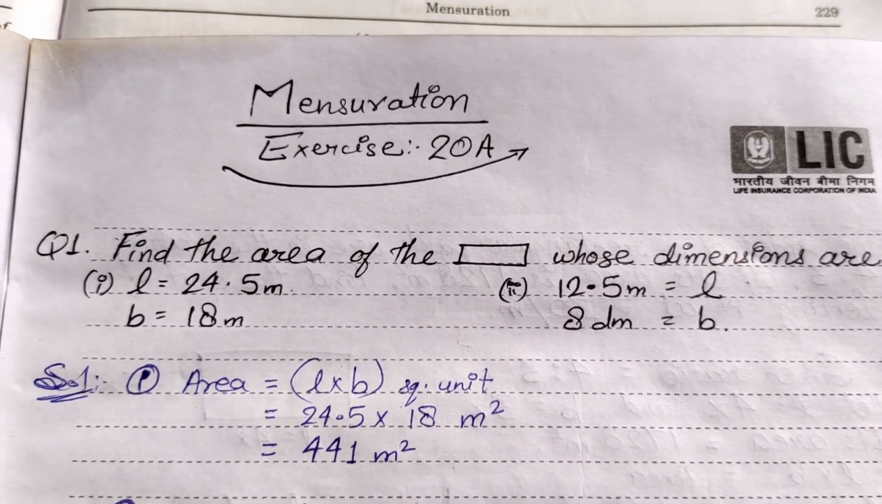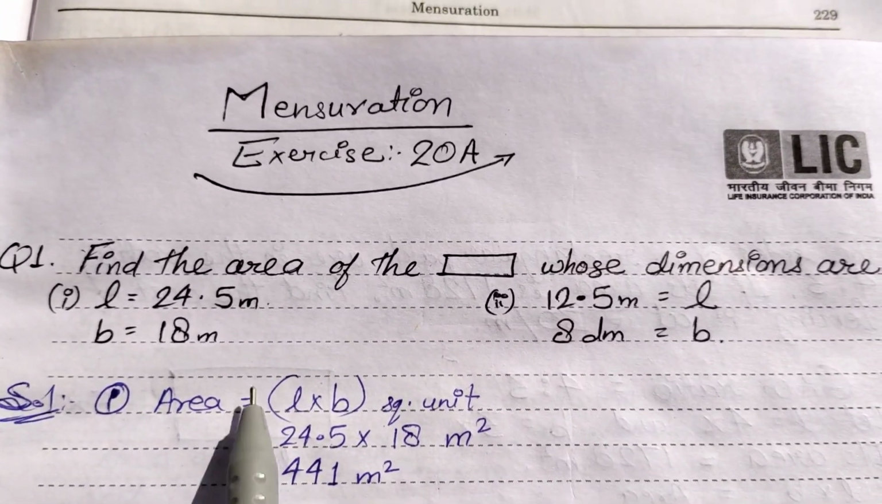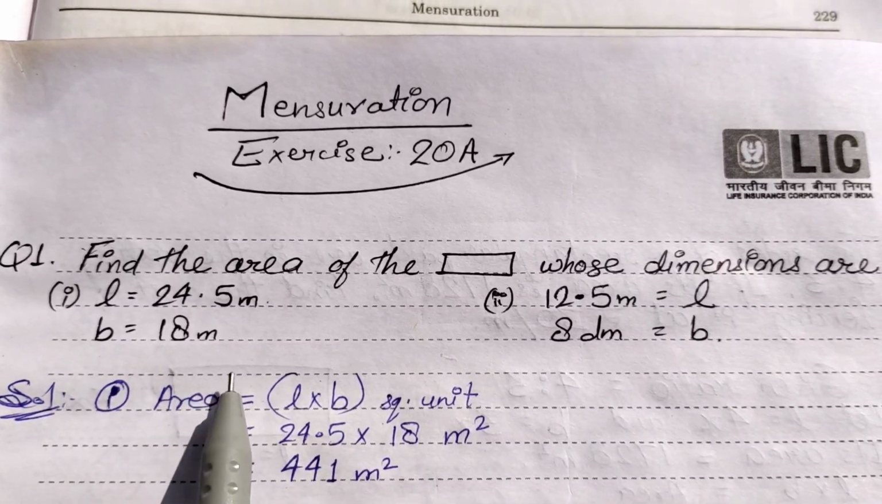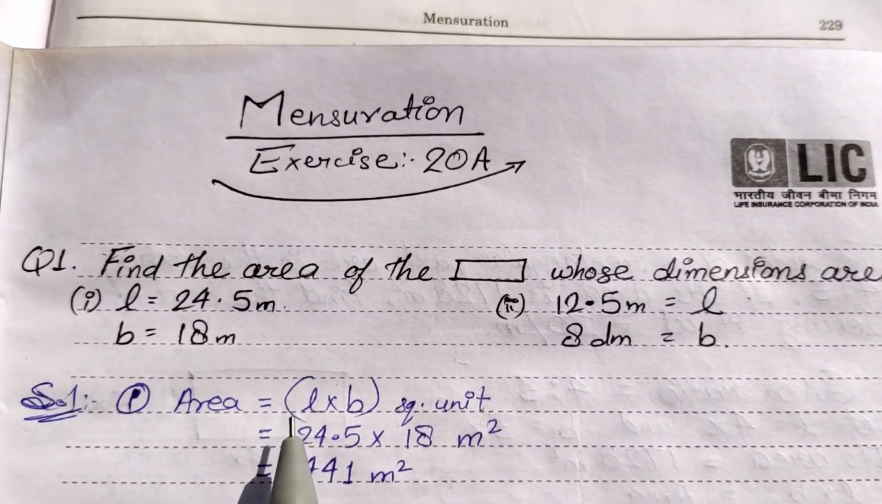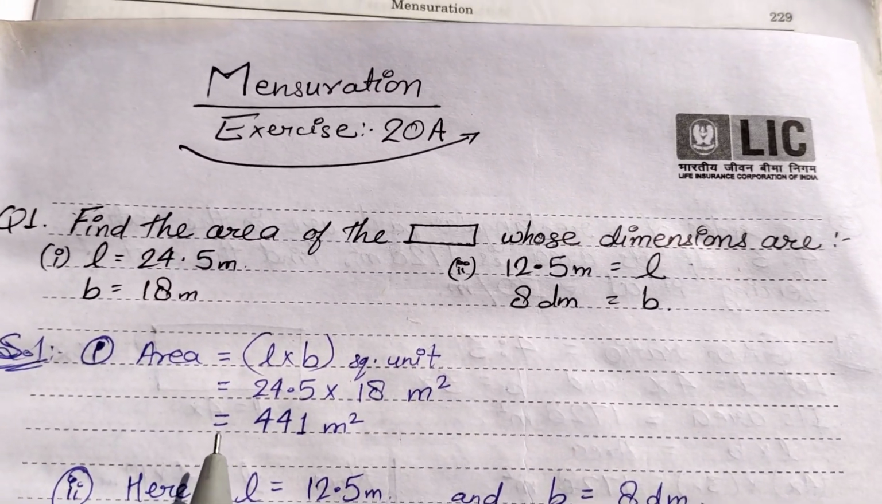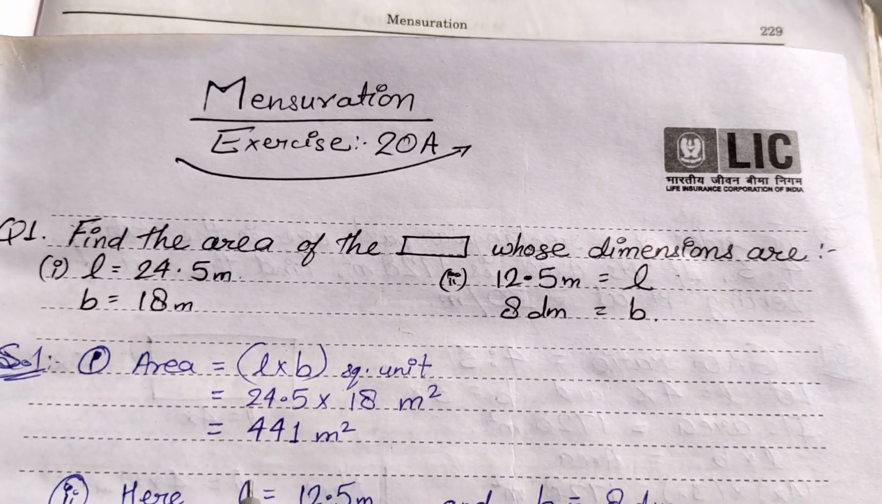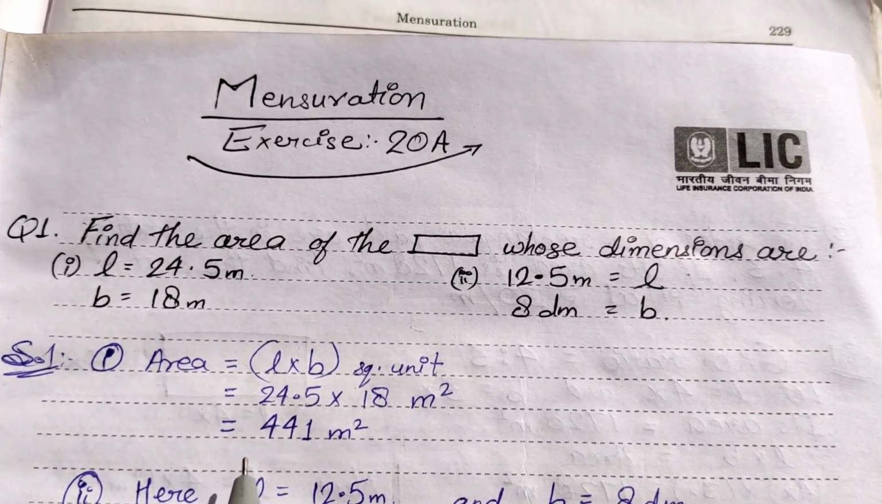Now see the question number 1. Find the area of rectangle whose dimensions are given. First, length is equal to 24.5 meter and breadth is equal to 18 meter. So we have to find the area. So area is equal to length into breadth square unit. Now multiply length with breadth, we have 441 meter square answer.